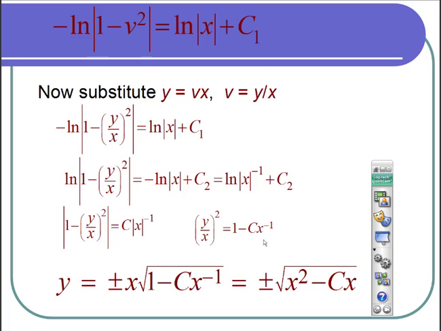I can multiply by x squared, and then take a square root, and after doing that algebra, I get y is plus or minus the square root of x squared minus cx. And that's my final solution. y equals plus or minus the square root of x squared minus cx. And we're finished.